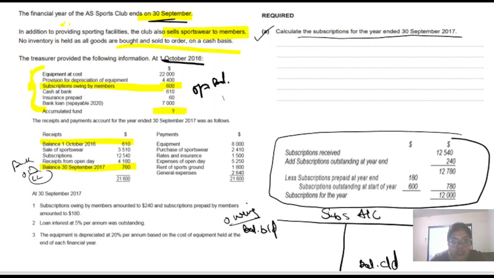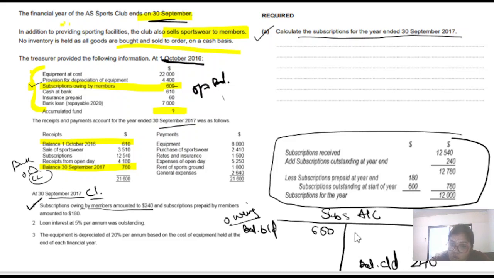Here, the subscription owing by the members 600 is given to you. This is your opening balance, so you can write 600 here. Now find your closing balance. These balances are closing, because in the first part it was given that the 30 September information was there, so everything is related to the closing balance. Subscription owing by the members amounted to 240, so 240 is your closing balance.